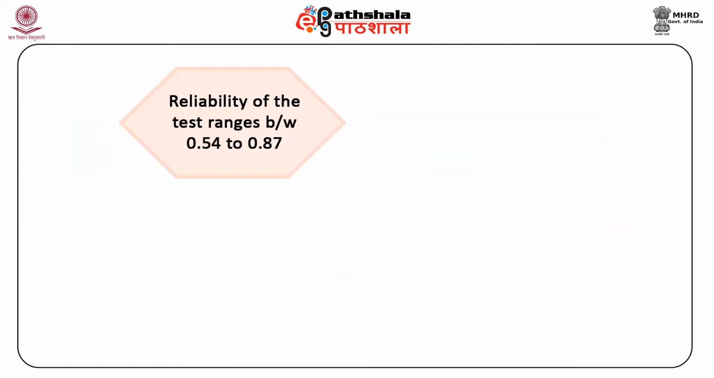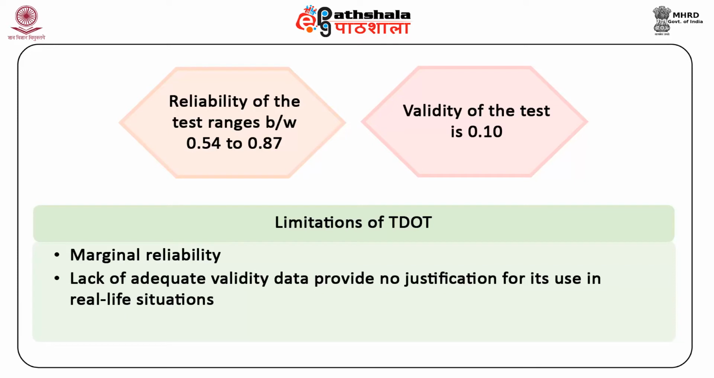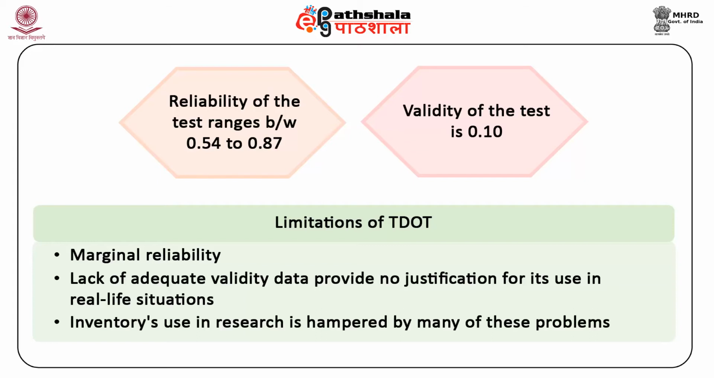The reliability of the test ranges between 0.54 to 0.87 and the validity of the test is 0.10. The structural limitations of the TDOT, its marginal reliability, and its lack of adequate validity data provide no justification for its use in real life situations. The inventory's use in research, though hampered by many of these same problems, may conceivably uncover fruitful applications for this instrument.